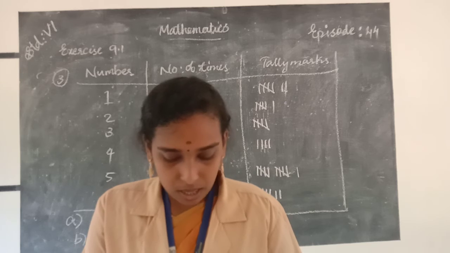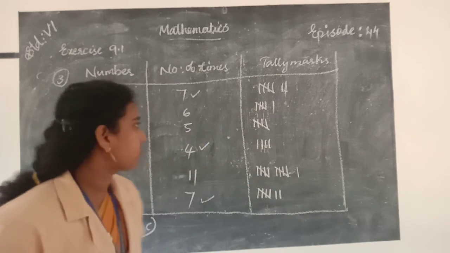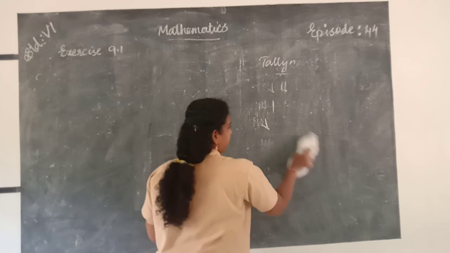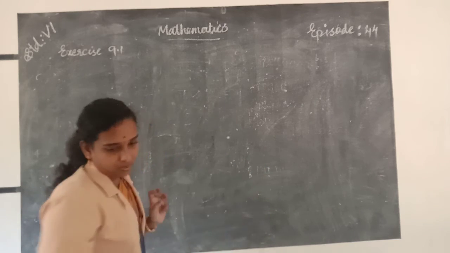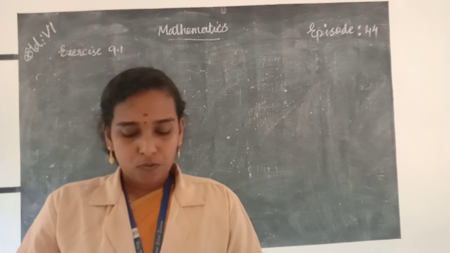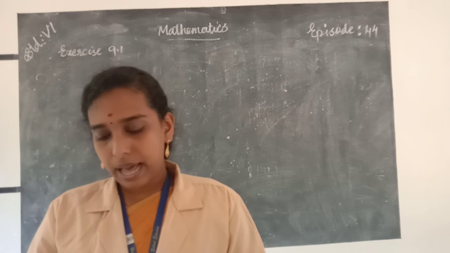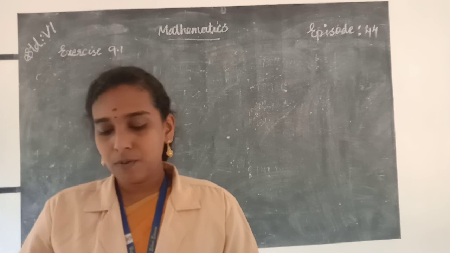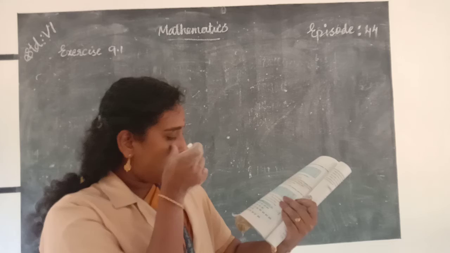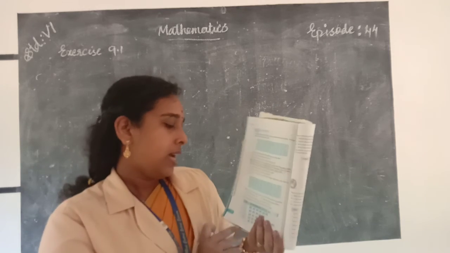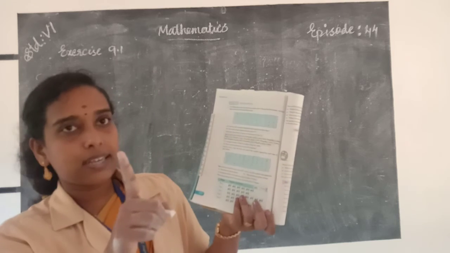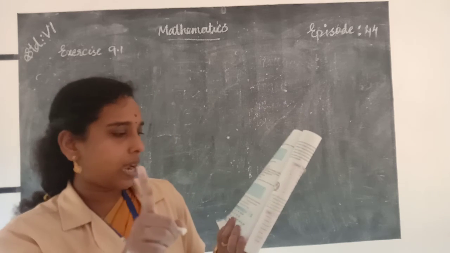Then question number 4. The following pictograph shows the number of tractors in 5 villages. In your textbook, page number 192, the pictograph is given, and one picture stands for one tractor.